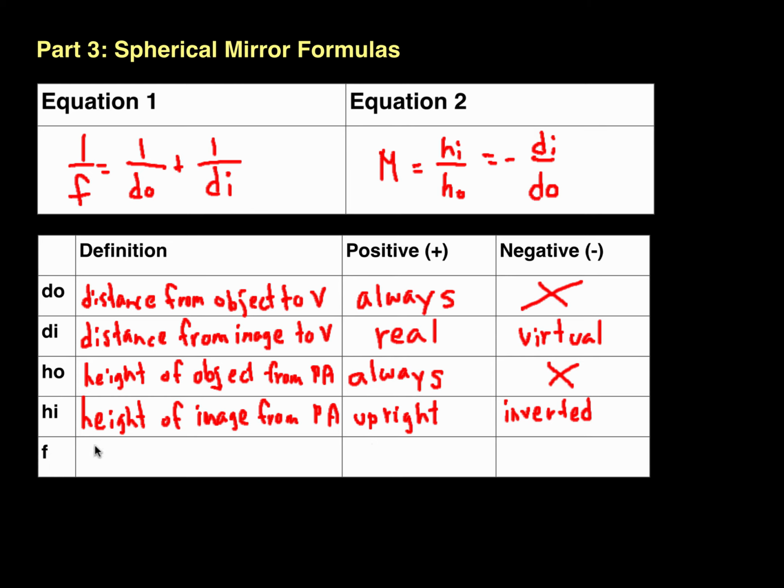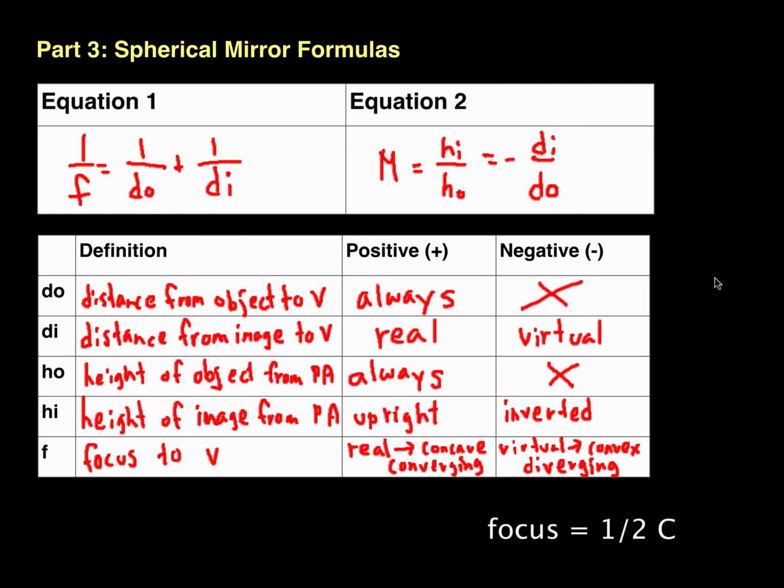F is the distance from the focus to the vertex. It's positive if it's a real focus. This means it's a concave mirror or a converging mirror. It's negative if it's a virtual focus, which is what we find in a convex mirror or a diverging mirror. And don't forget, the focus is equal to 1/2 the distance to the center.